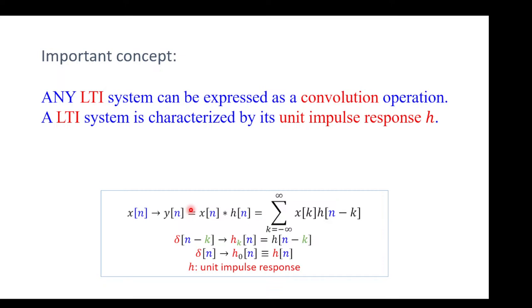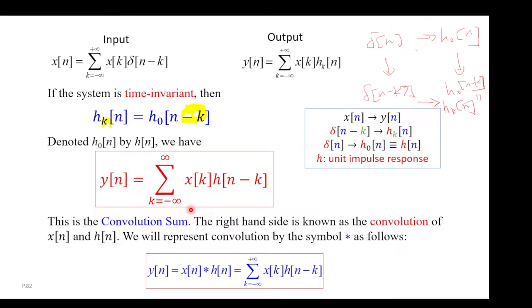Professor, why is the h notation necessary, since at the end of the day it's the same as the delta notation, right? No, h is not delta. h is the output corresponding to delta. So h is h sub 0. Oh, okay. So you take delta as input and the output will be h. Okay.